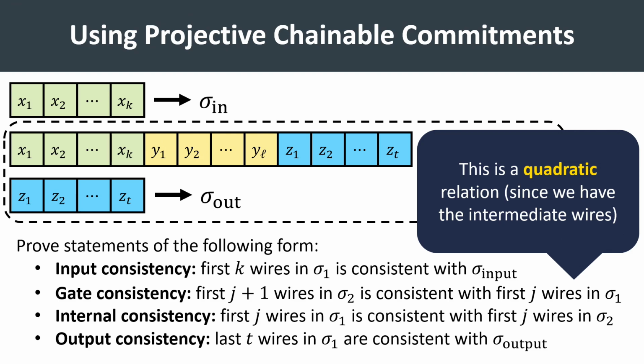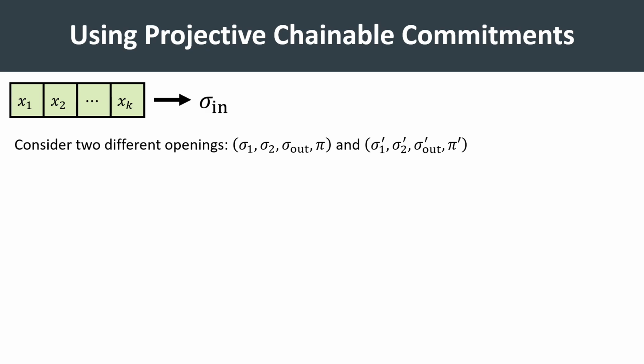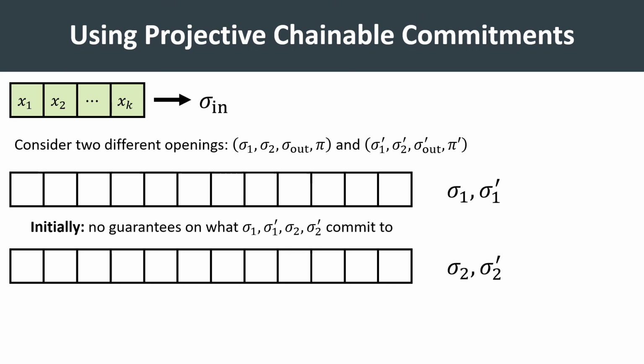Let me show you how we can now stitch these things together to actually get a functional commitment that supports general circuits. So suppose the adversary produces a commitment to some input. And suppose the adversary also comes up with two openings, sigma 1, sigma 2, and sigma 1 prime, sigma 2 prime. Both these are commitments to the entire circuit trace. And then two possible outputs, sigma out and sigma out prime, and two possible openings, pi and pi prime. So initially, if we look at these two openings, we have no constraints on what they can be. These are arbitrary commitments that the adversary chose. Right? We have no properties, no guarantees so far.